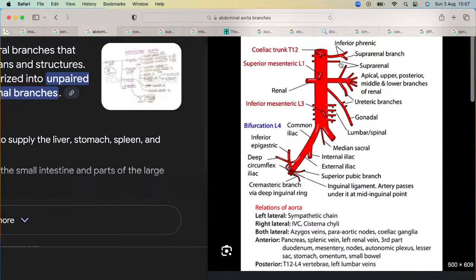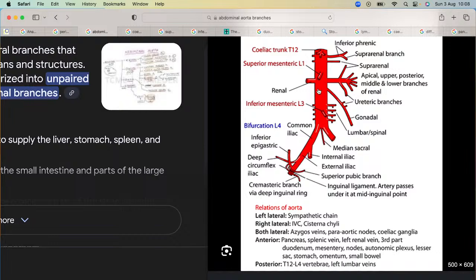Okay, so there are three branches: superior, middle and inferior, that supply the adrenal glands that are basically sitting on top of the kidneys. Right, and then L1 superior mesenteric, L2 we have the renal arteries going either way to supply both kidneys. Okay, we're not going to talk about the branches of the renal artery today.